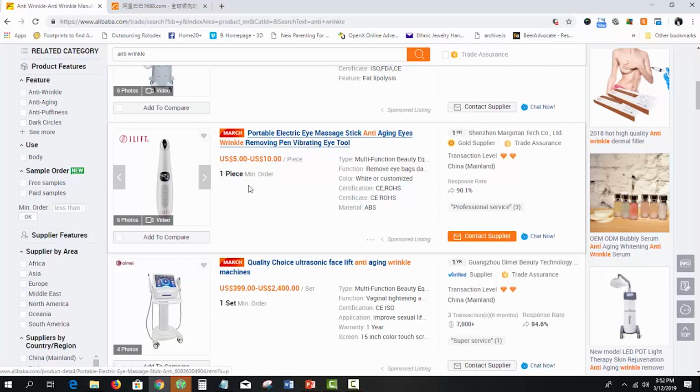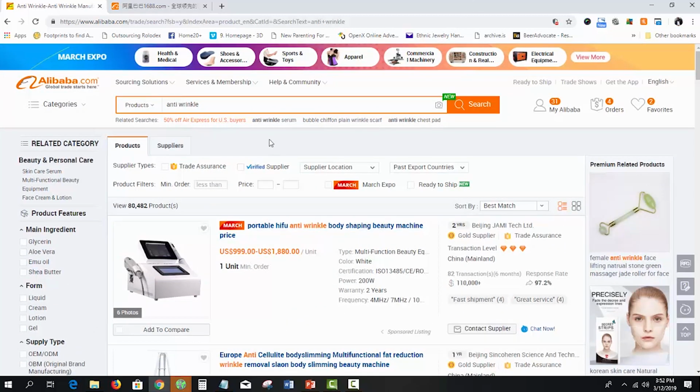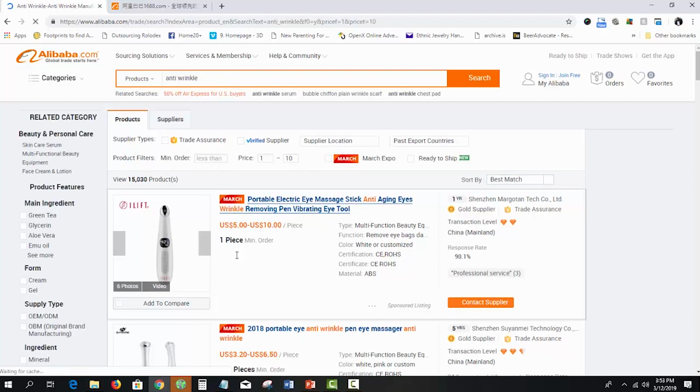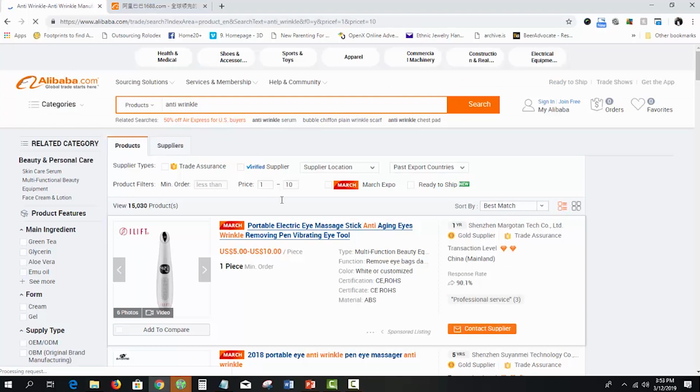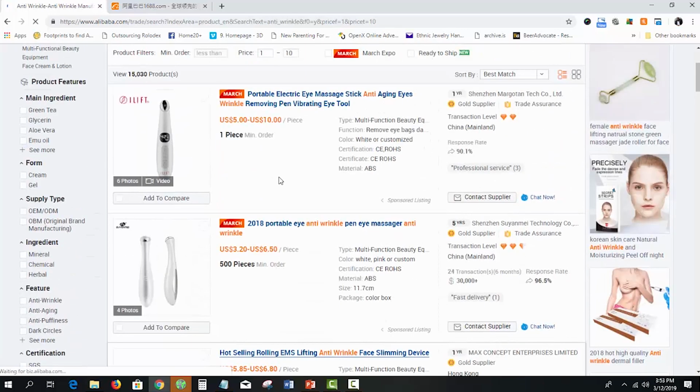$5 to $10. Now remember that we want to get a product that is no more than $10 per unit. So we come to this box under pricing that says price, type 1, and then type 10 and OK. It's going to eliminate all these $1,000, $200 products and leave us with just products within our price range. So now you see all the $1,000 products are no longer there. We're left with these ones.